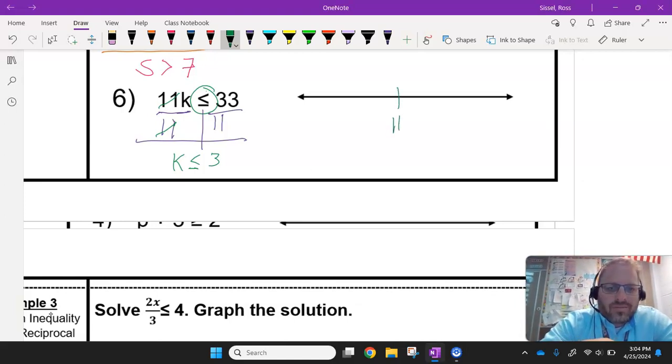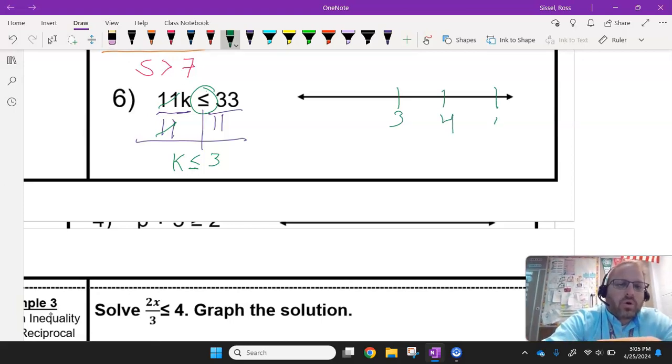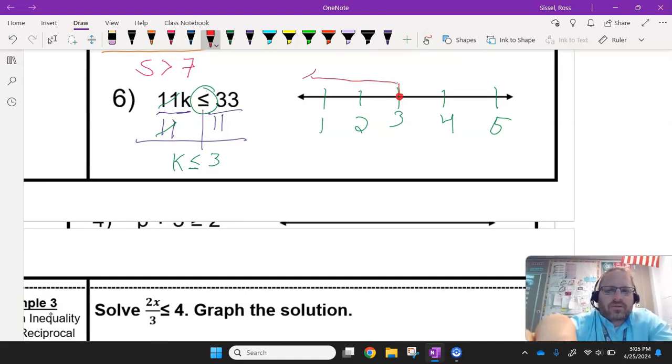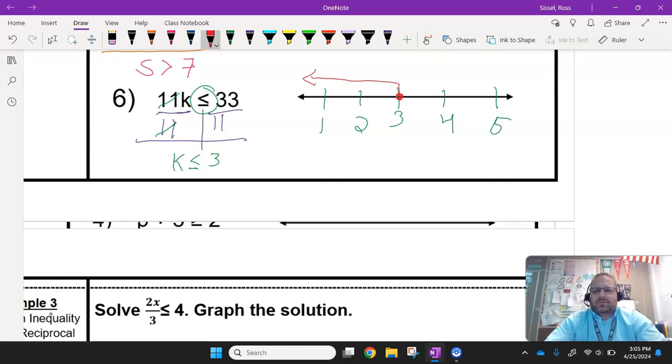I'm going to put 11 in the middle. Oh, I'm sorry, not 11. That's what I divided by. We're going to put 3 in the middle because that's my answer. And then I'm just going to go by, I don't care, 1s. 2, 1. Okay, k is less than or equal to 3 means a solid dot since it said or equal to. And a number less than 3 is 0, which is left, so we graph to the left.